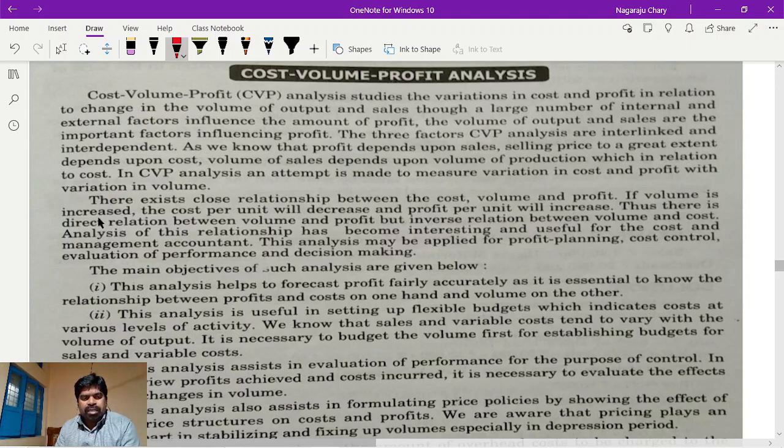If value is increased, the cost per unit will decrease. So the relation, how it is relevant, how it is interdependent. If value is increased, the cost per unit will decrease and the profit per unit will increase. So this is the relation between these three factors internally linked.